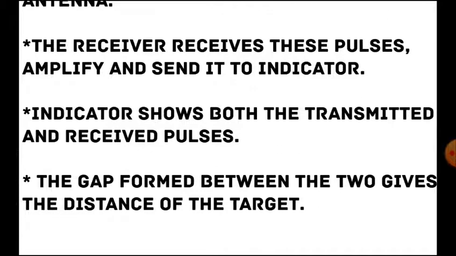The indicator is a cathode ray oscilloscope. It shows both the transmitted and the received pulses, because when the transmitter sends the pulses, the timer at the same time sends a pulse to the indicator also. So the indicator has both the transmitted pulse and the received pulse. The gap formed between the transmitted and received pulse gives the distance of the target. Thus the radar is used to detect as well as range the target materials.